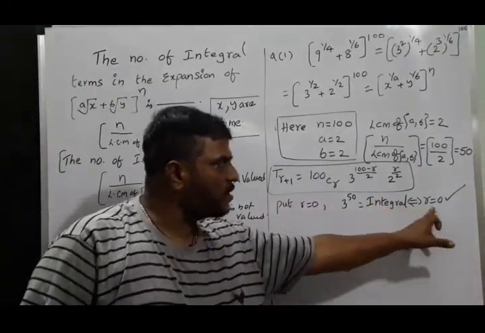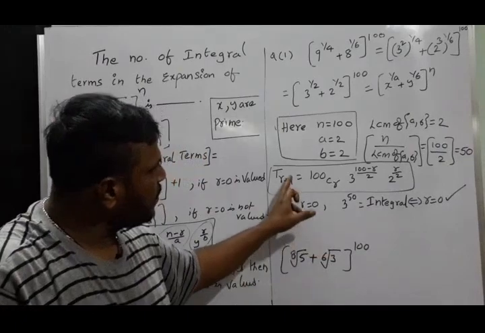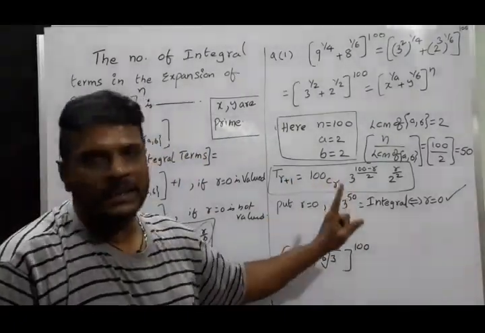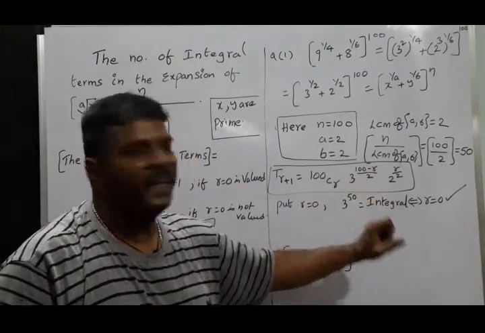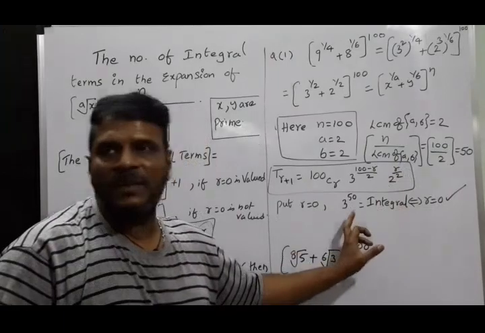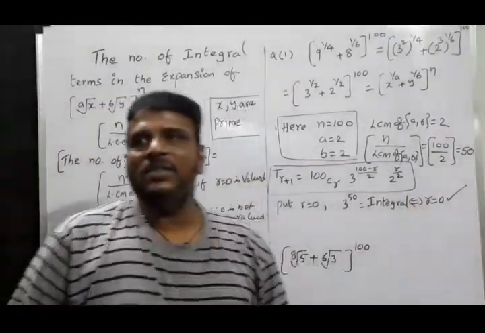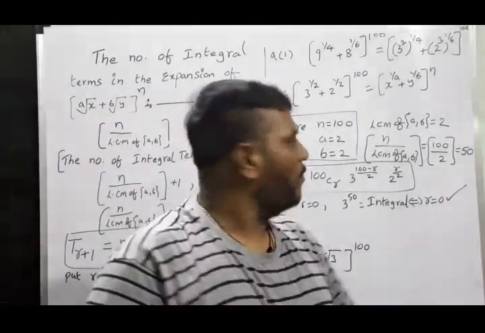So here, is r is equal to 0 valid or not valid? By substituting r is equal to 0 in the general term, 100 C 0 is 1, 3 power (100 minus 0) by 2 is 3 power 50, 2 power 0 is 1. So you will get an integer. So r is equal to 0 is valid.